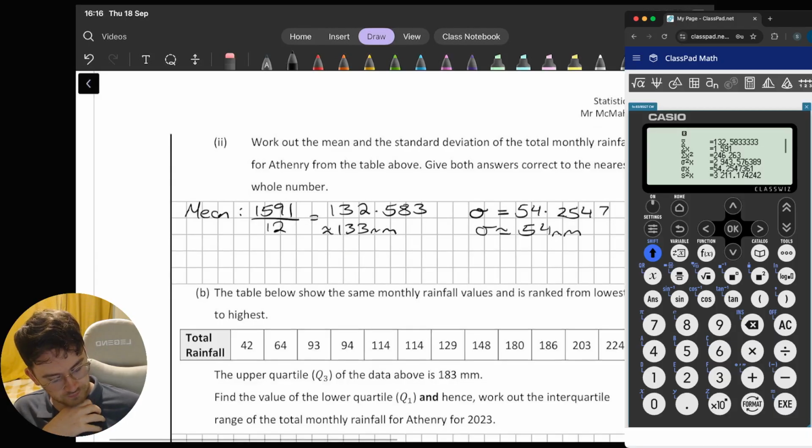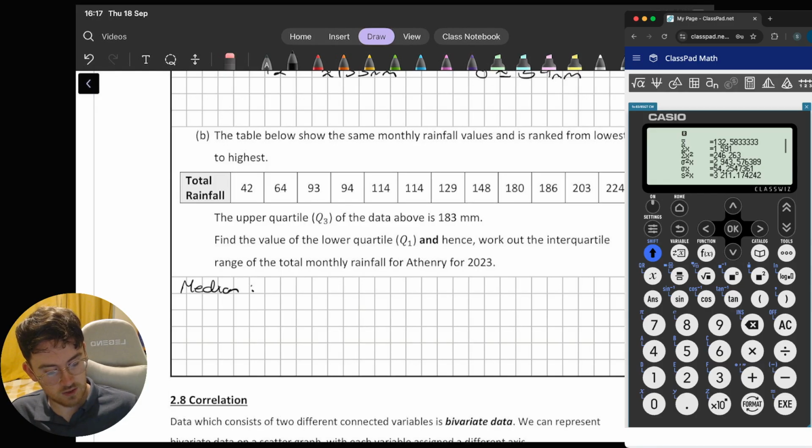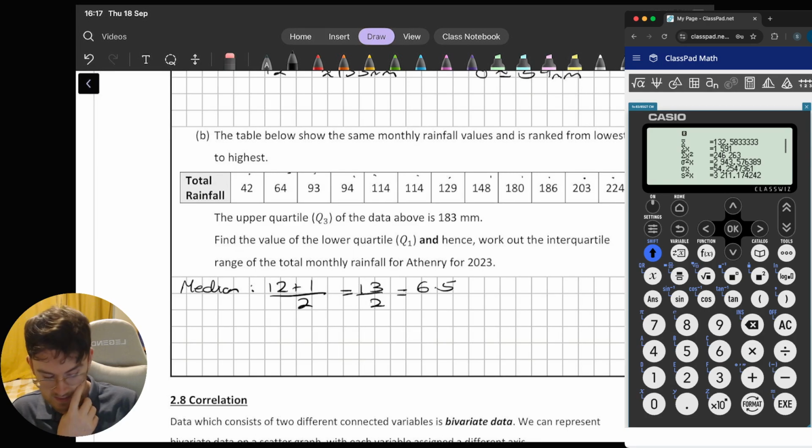So the next question is actually to do with interquartile, so we might as well give it a go. The upper quartile, they tell us, is 183. Find the value of the lower quartile and then work out the interquartile range. So to find the lower quartile, I have to find the median first. The median is the middle value. There are 12 here. 1, 2, 3, 4, 5, 6, 7, 8, 9, 10, 11, 12. So we already really know for an even value like 12, there's not going to be a kind of spot on middle value. We're looking between the 6th and the 7th here. So 1, 2, 3, 4, 5, 6. So between these two is my median.